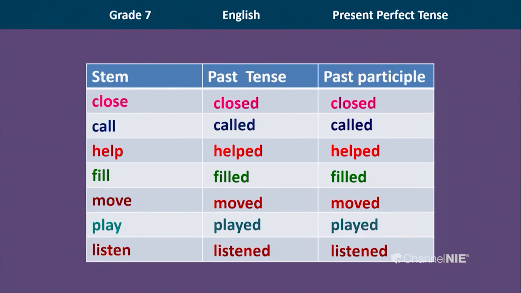Even the verb move is the same. To form the past tense and the past participle, we used D. In all the other sentences, we have added ED to the stem of the verb. So, these types of verbs are called regular verbs. I think you understood that, right? If we add ED or just D to the stem of the verb, they are called regular verbs.